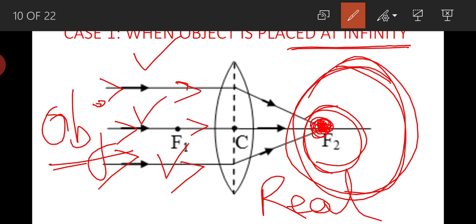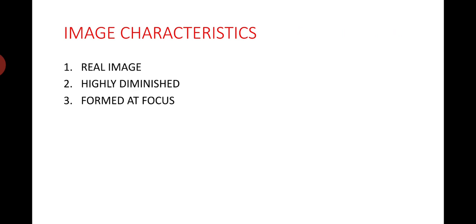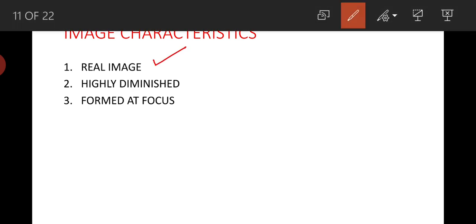It means it is highly diminished image and it is formed at focus. So image characteristics are, first one is real image, and it is highly diminished image or point image, and it is formed at focus.